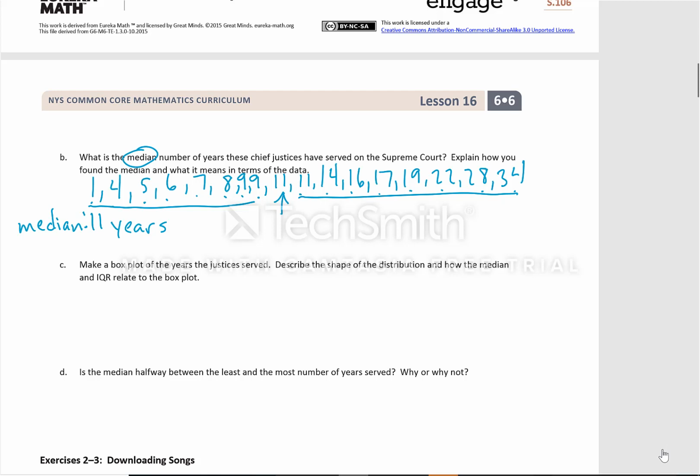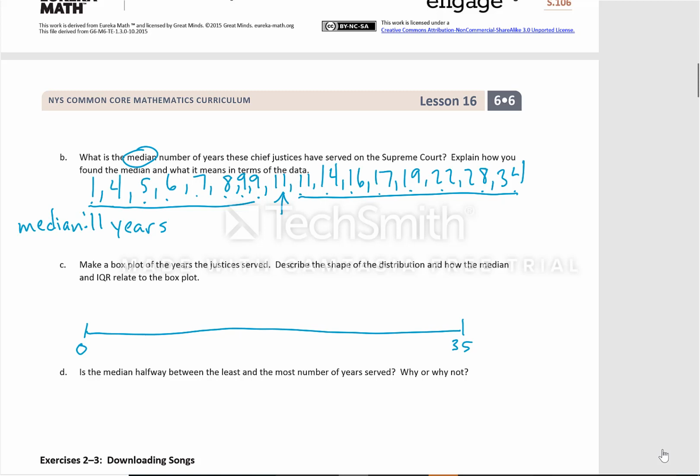Alright, so our next question says make a dot plot of the years the justice served. So my first step is I need to make that dot plot. I have starting at 0, since my minimum value is 1, so I'm going to start at something extremely close to it. It's going to go up to 34. So I'm going to make mine go up to 35, since that's a nice friendly number, since it's a multiple of 5.